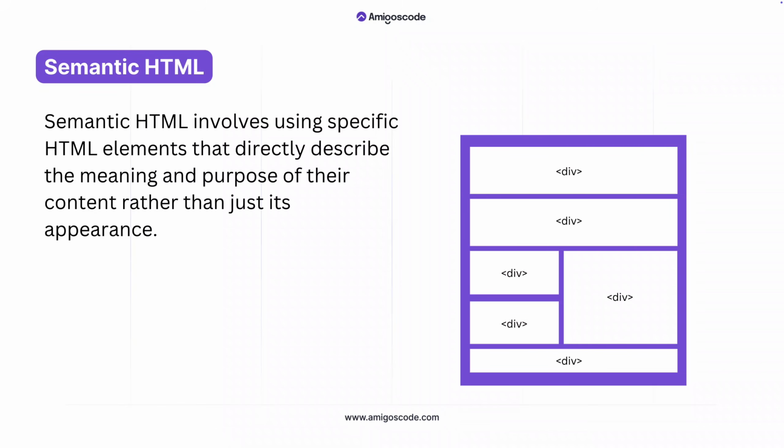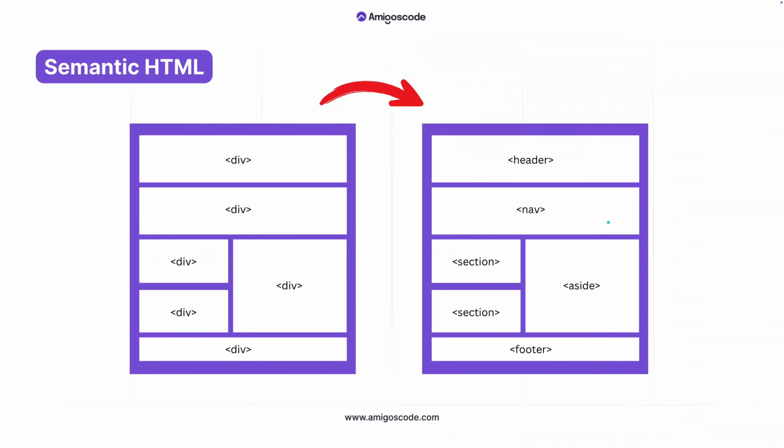Now, semantic HTML involves using specific HTML elements that directly describe the meaning and purpose. So instead of using divs, it goes like this. So we have specific tags that describe the meaning. So we have a tag for header, another one for nav, another one for section, another one for aside, and another one for footer, and a bunch more.